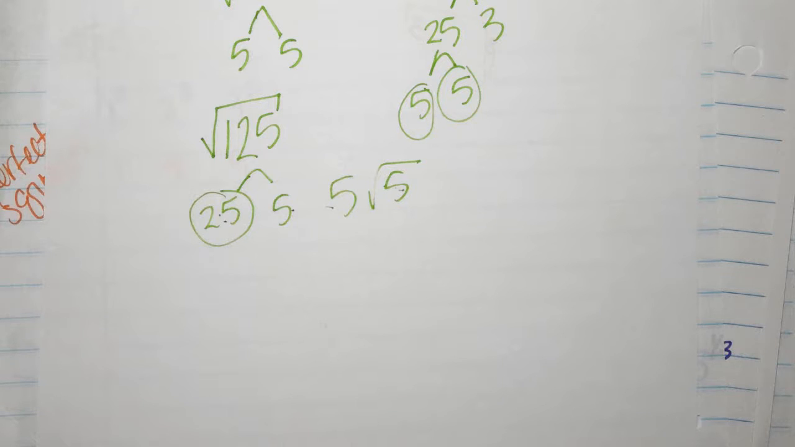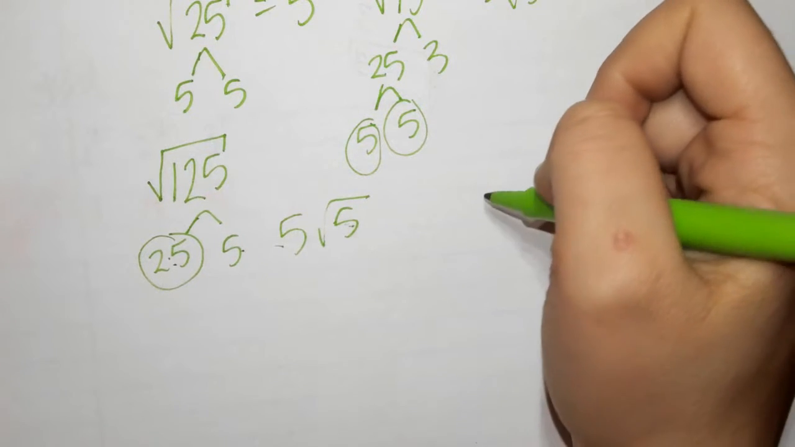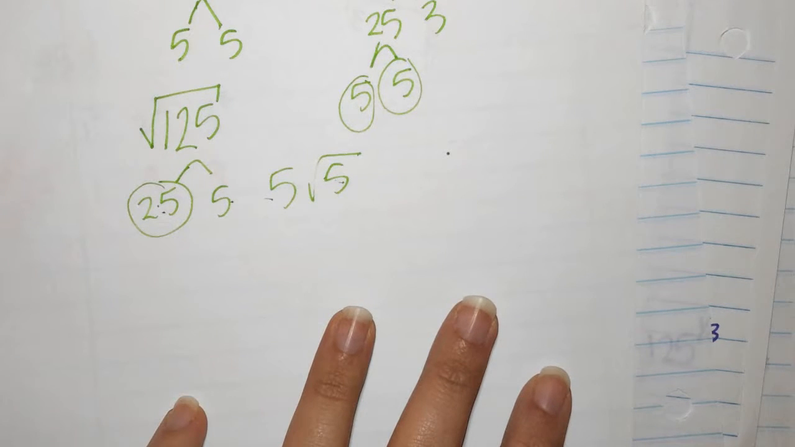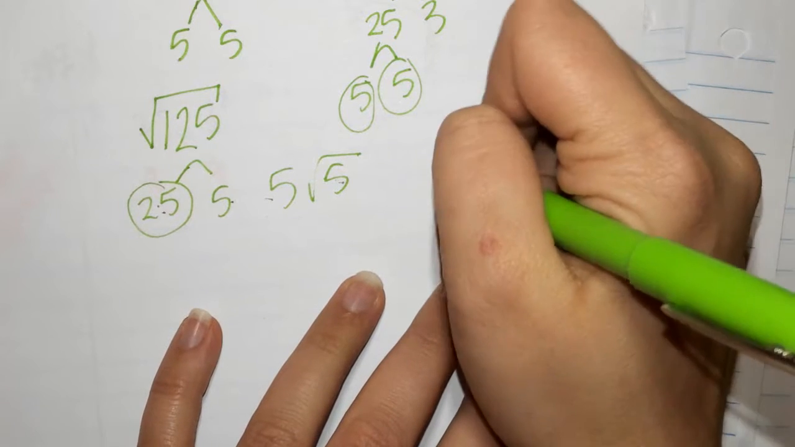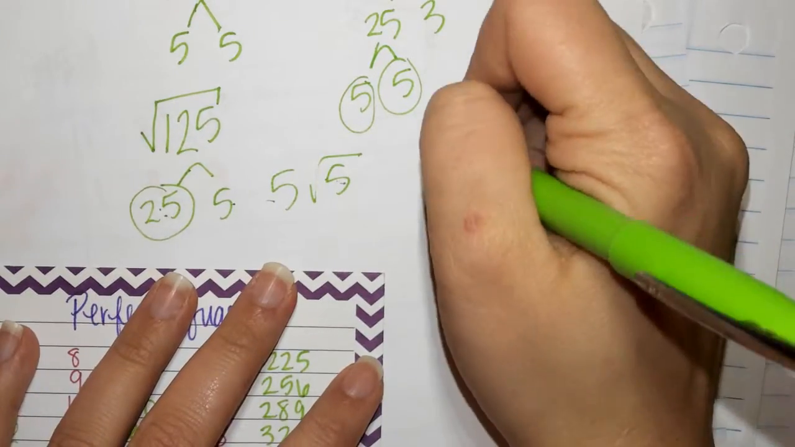Yes. So, if it was another number, other than 5, how do you determine which one goes in the radical? The one that's left over. So if I said 384. Okay? So we're going to take the square root of 384.